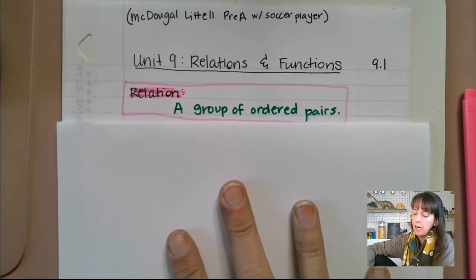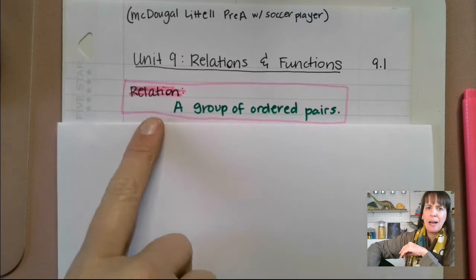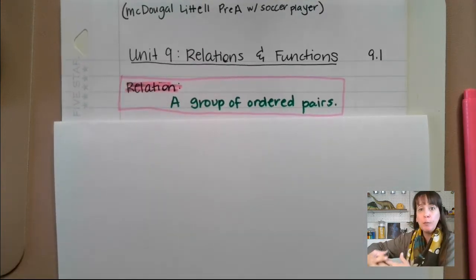Here's our first one, a relation. All this is a group of ordered pairs. Write that down. I'm sorry, my highlighter kind of messed that up. It says relation. Relation is just a group of ordered pairs.